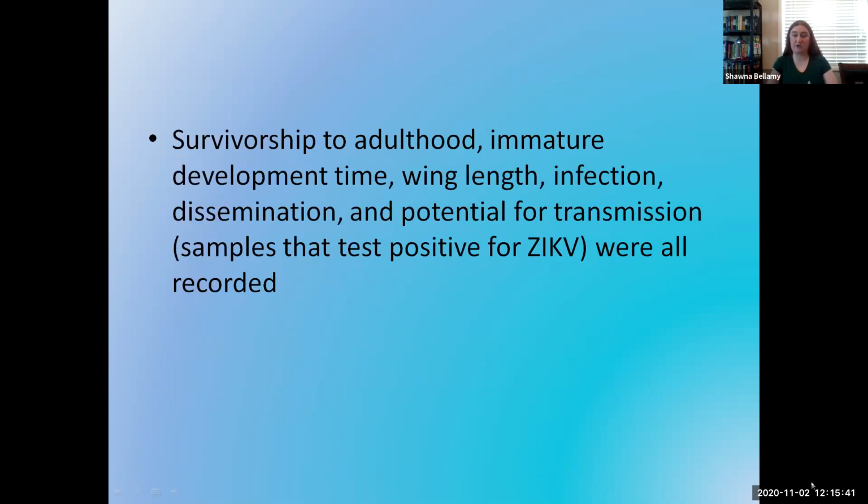Survivorship to adulthood, immature development time, wing length, infection, dissemination, and potential for transmission. So the positive saliva samples were all recorded.